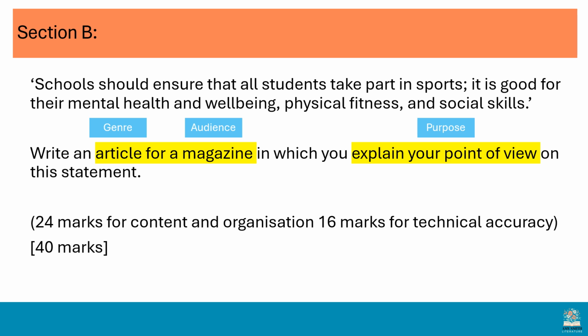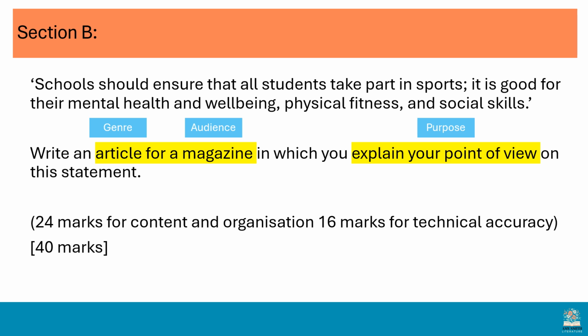In terms of the marks, the 24 marks for content and organisation. So that's for your ideas, the quality of your ideas. So think about those ideas not being simplistic, but being quite complex. So for example, you could quite easily say, students shouldn't have to take part in sport in school because they might not like it. Well, that would be a fairly simple idea.